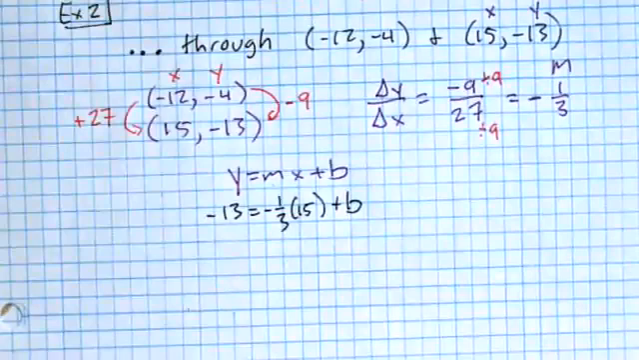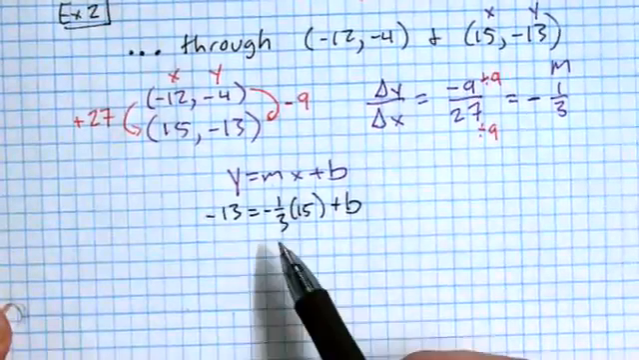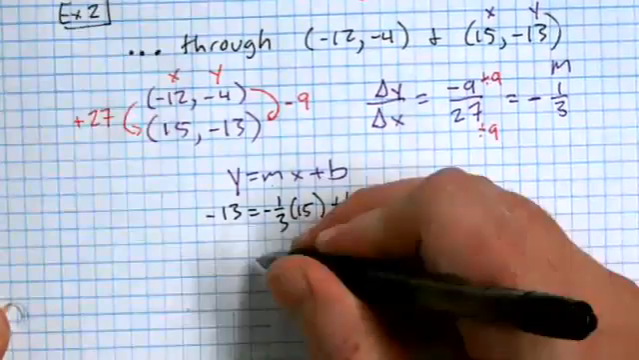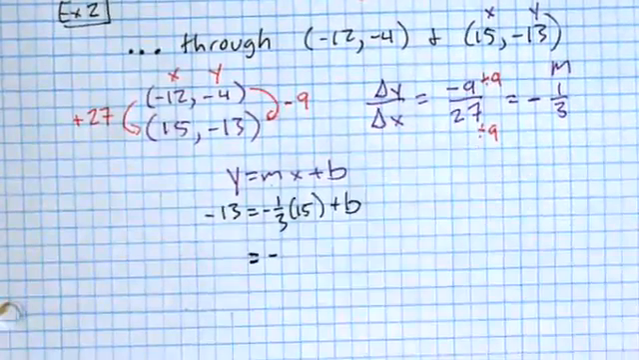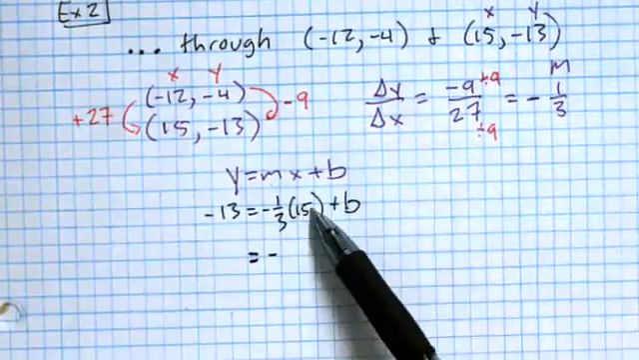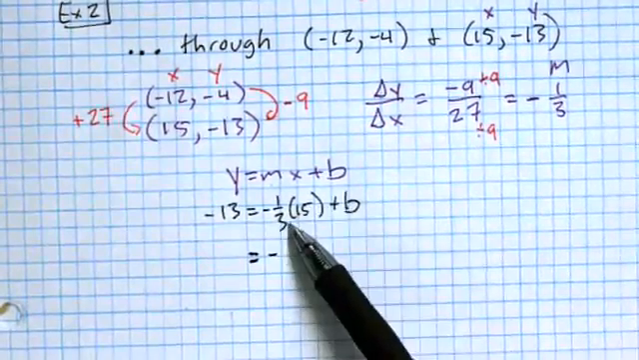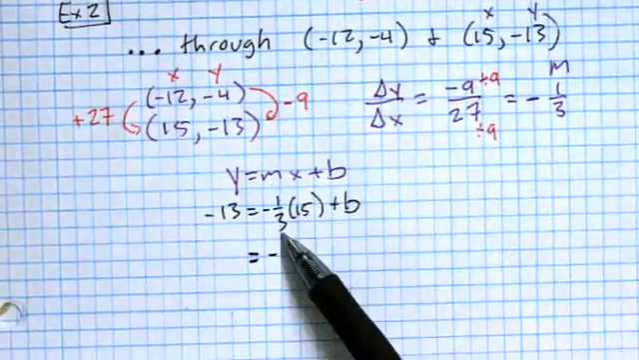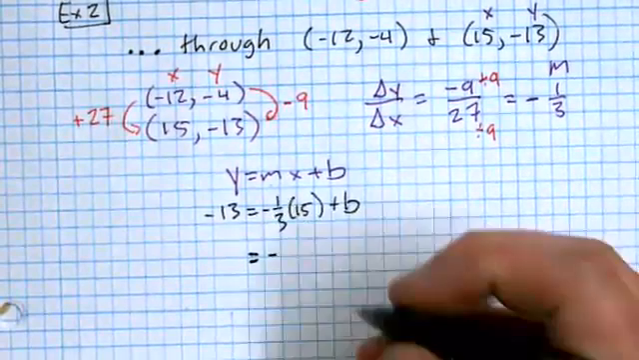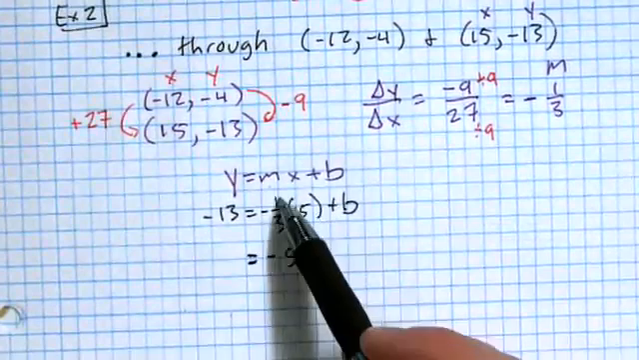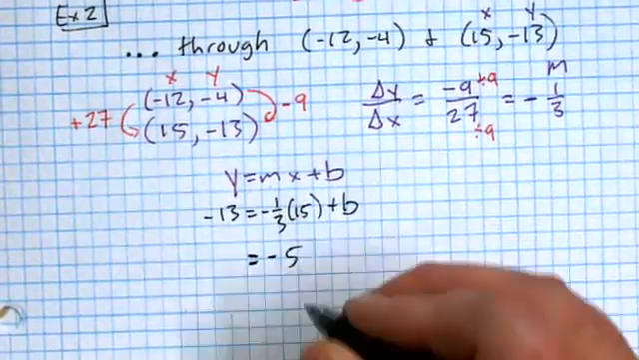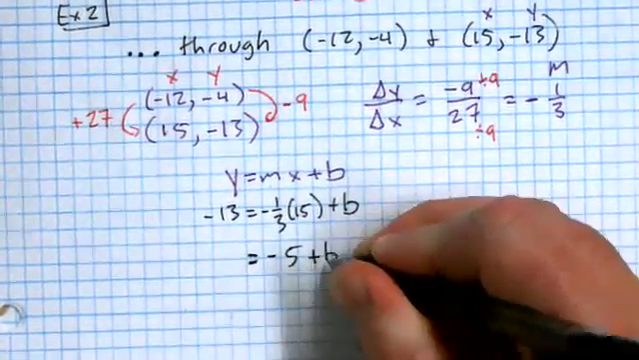And we'll do a little simplifying action. Negative 1/3 times 15. That's going to be a negative answer. Let's try our little trick again here. Start with 15. Divide by 3. What do you get? 15 divided by 3 is 5. Times 1 is 5. So that's negative 5. We'll bring down our plus B and our negative 13.